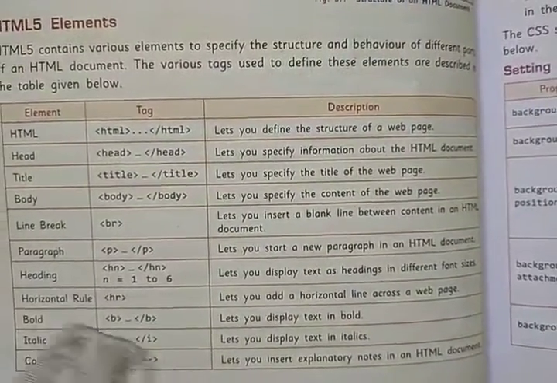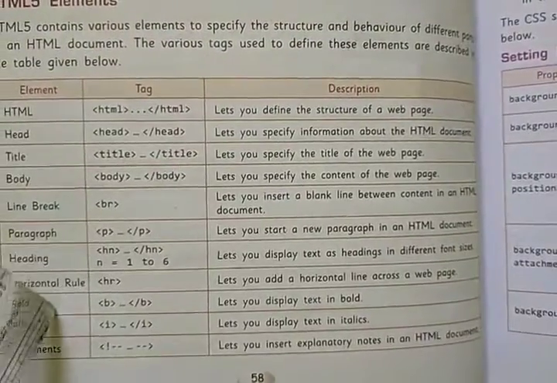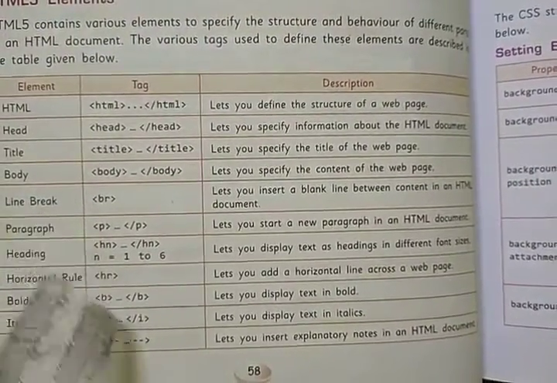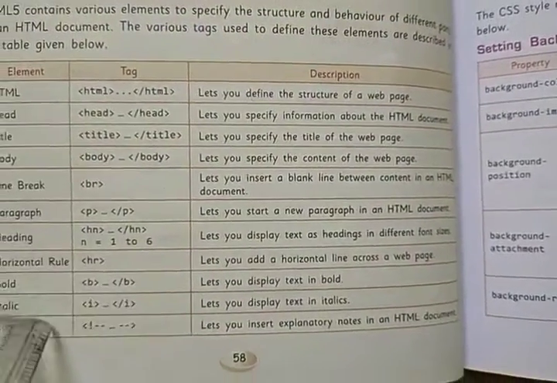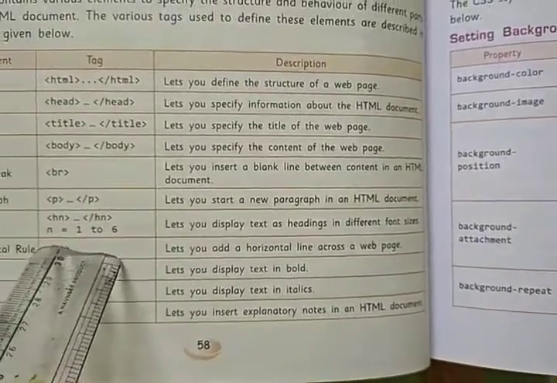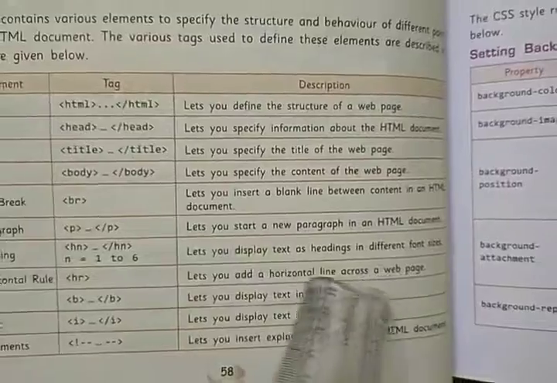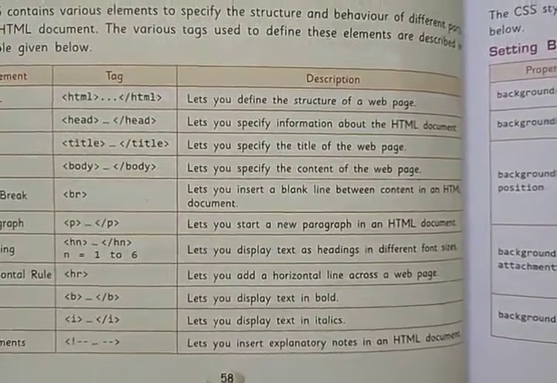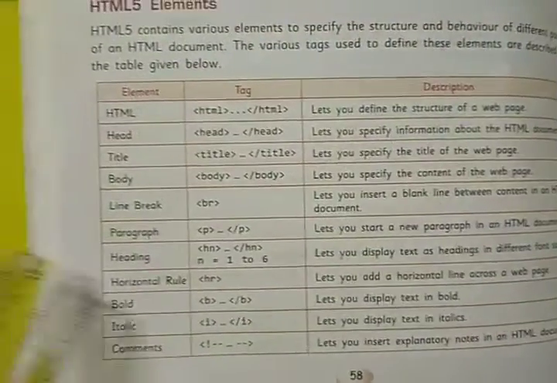Then horizontal rule. Rule means a line. Whenever you write HR there, this is the short form of horizontal rule. So whenever you write HR in your document, it will simply add a horizontal line across the web page. A horizontal line will be added. Clear? Then next comes the bold.